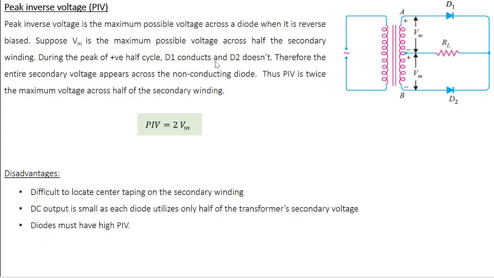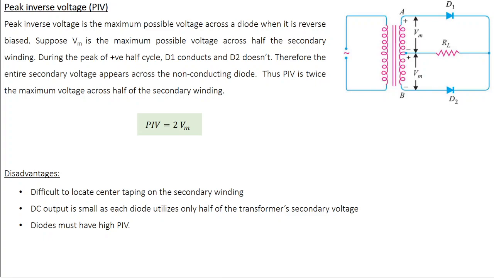Now, what is the peak inverse voltage here? As I said, peak inverse voltage is the maximum possible voltage across a diode when it is reverse biased. Suppose Vm is the maximum possible voltage across half the secondary winding. From here to here, the maximum possible voltage is Vm. From here to here, the maximum possible voltage is Vm. So the total secondary voltage is 2 Vm.